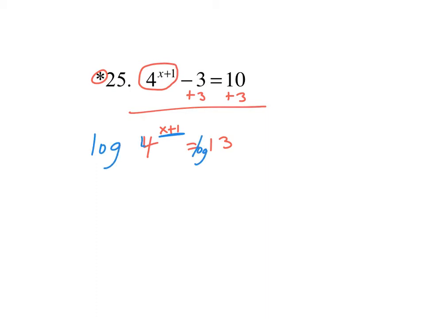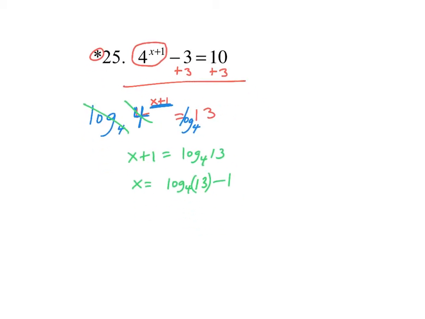And the base we're going to use is the base of whatever that exponent is on, so base 4. That allows us to cancel out the log base 4 and the 4. We get x plus 1 is equal to log base 4 of 13. Isolate x by subtracting 1 on both sides. So this is it, right? Because it's log base 4 of 13, then minus 1. In your calculator, you would plug in log base 4 of 13 and then subtract 1. So rounding to 3 decimal places, you should get 0.850 as your final answer.